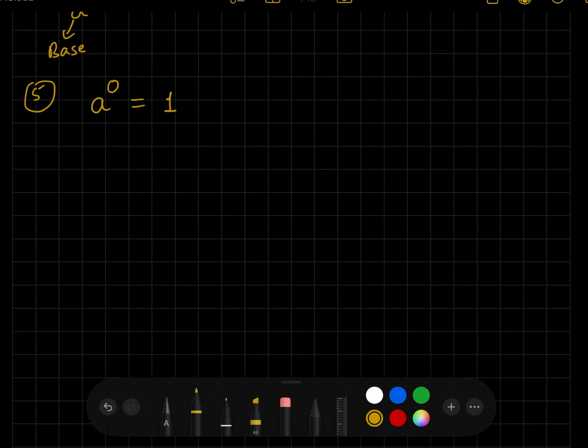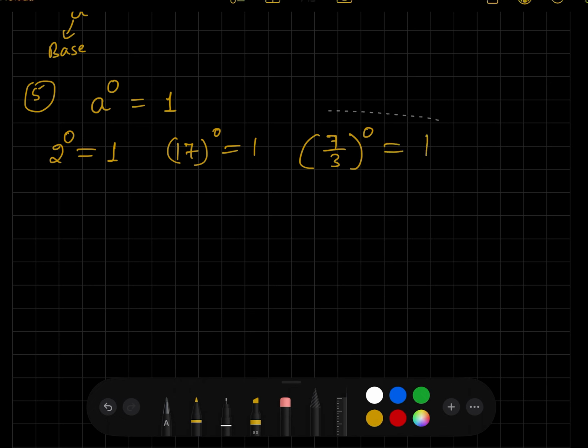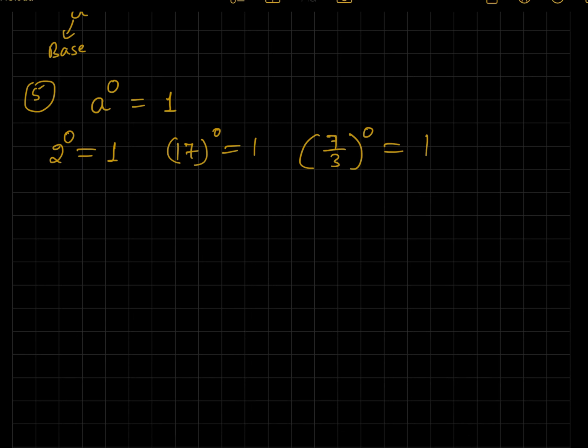It means, like if I write here 2 raised to the power 0, that would be 1. If I write 17 raised to the power 0, that would be 1. Any number, like 1 over 3, or say 7 over 3 raised to the power 0 would be 1. Any number, if it is raised to the power 0, it would be equal to 1 only. So why is it so?